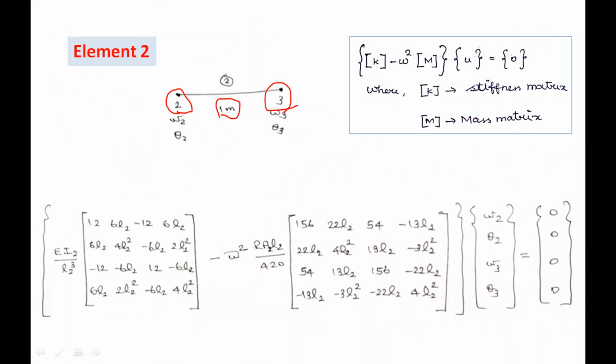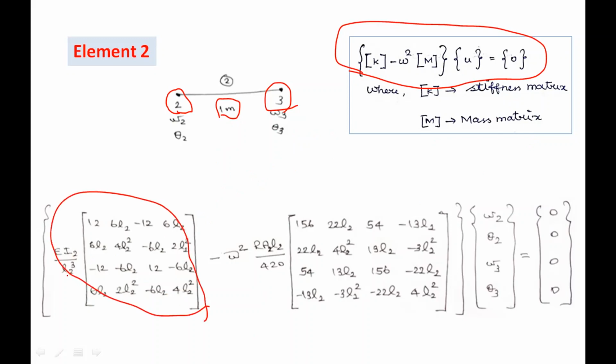We are writing the standard format of the element characteristic equation like this. K stiffness matrix EI2 by L2 cube, here 12, 6 L2, minus 12, 6 L2 like that, minus omega square rho A2 L2 by 420, here 156, 22 L2, 54, minus 13 L2. So everywhere we are using L2 for the second element length. And here we have the nodal displacement or nodal parameters for element 2: W2, theta 2 for node 2, W3, theta 3 for node 3. On the right hand side we have the null matrix.